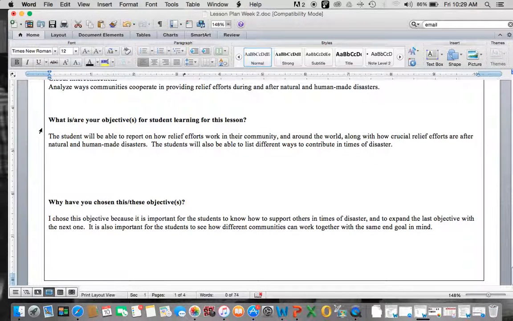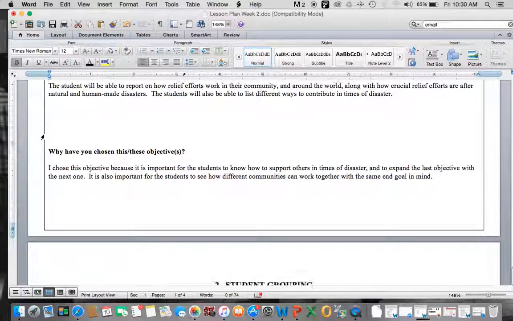What is your objective for student learning for this lesson? The student will be able to report on how relief efforts work in their community and all around the world, along with how crucial relief efforts are after natural and human-made disasters. The students will also be able to list different ways to contribute in times of disaster.